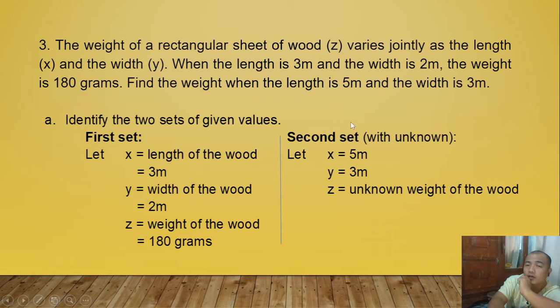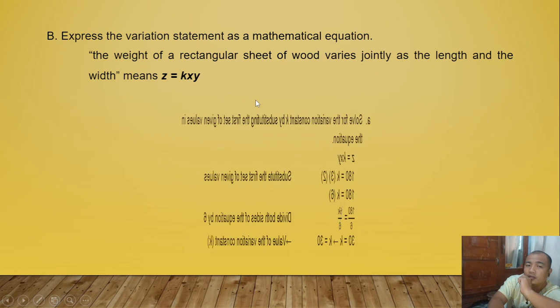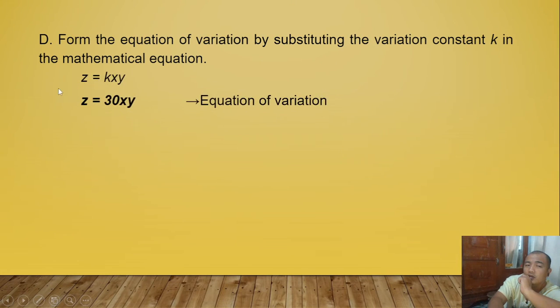Since this is a joint variation, our equation will be Z equals KXY. Then, let us now solve for K. Substitute Z by 180, from the first set of given values. X is 3, Y is 2. 180 divided by 6, the product of 3 and 2 is 6. 180 divided by 6 is 30, which is our constant of variation. Substitute 30 here. Z equals 30XY will be our equation of variation. From here, we can now solve for Z.